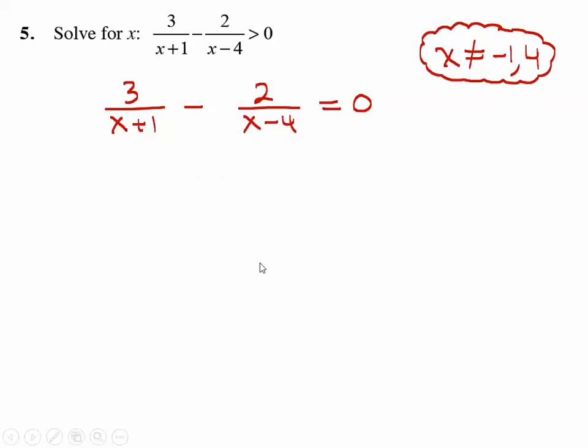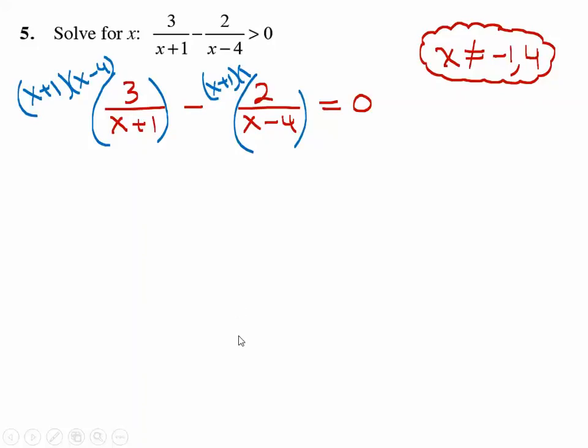So now let's go back over here. Common denominator would be x plus 1, x minus 4. Let's multiply every single term by x plus 1, x minus 4. Okay, I'm not going to do it over here because I know that's going to be a 0 anyway, so I multiply here. And again, why do more work than I have to here? The x plus 1's cancel, so it's 3 times x minus 4. Careful with this minus sign. The x minus 4's cancel, and that's 2 times x plus 1.